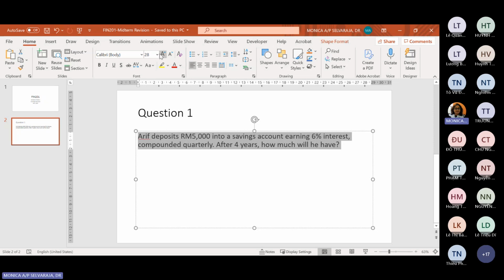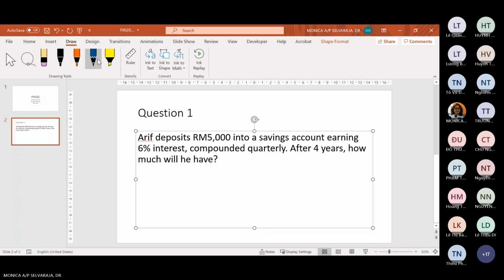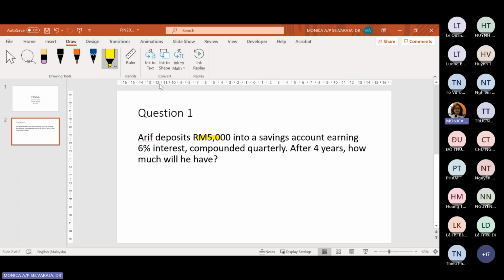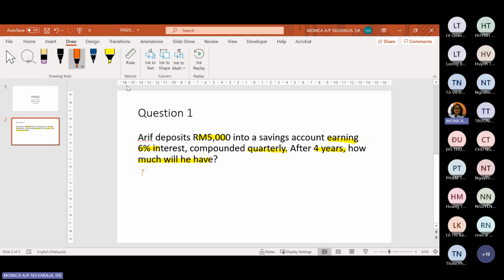Okay. So now we look into this question. Harib deposited 5,000 in the saving account, earning 6% interest compounded quarterly. And after 4 years, how much will he have? Okay. So this is the timeline. First is the timeline.